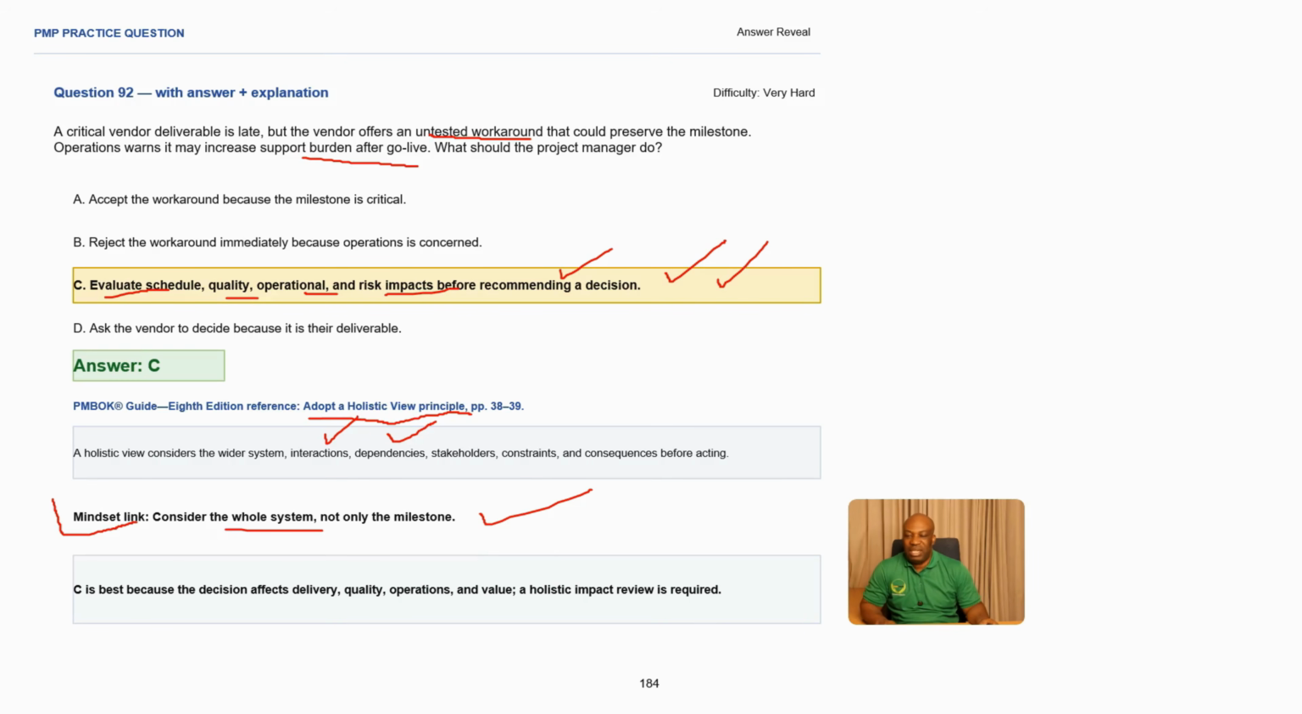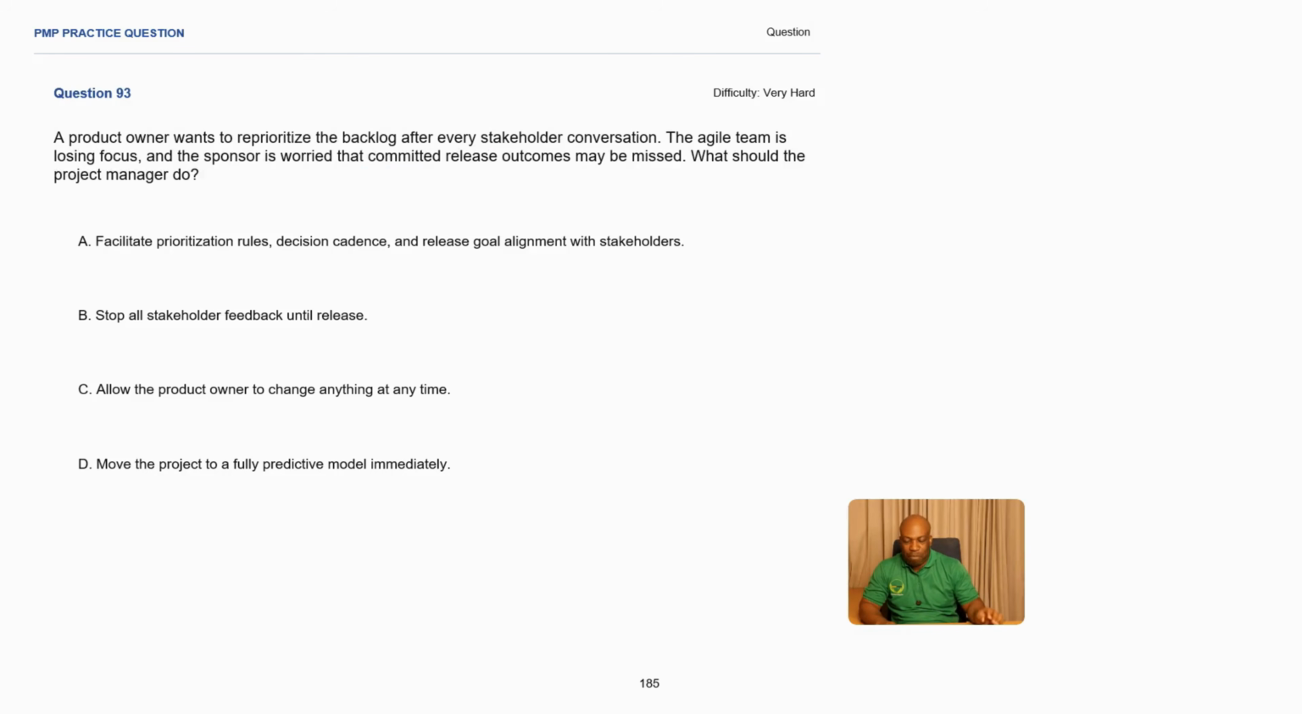This is a very important mindset to answer this question. You need to consider the whole system here. The dependencies, how are they integrated? How are they interlinked before you make a decision? Making C the best answer, because the decision affects delivery, quality, operations, value, and it also requires a holistic impact review for that scenario. Making C the best answer.